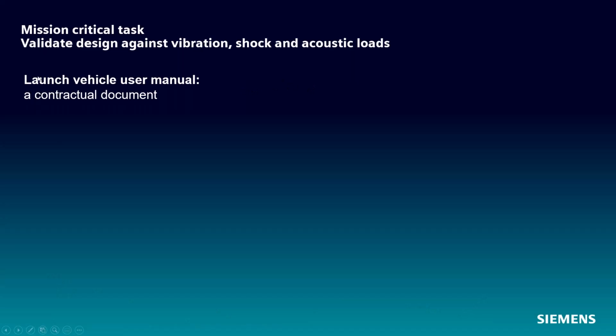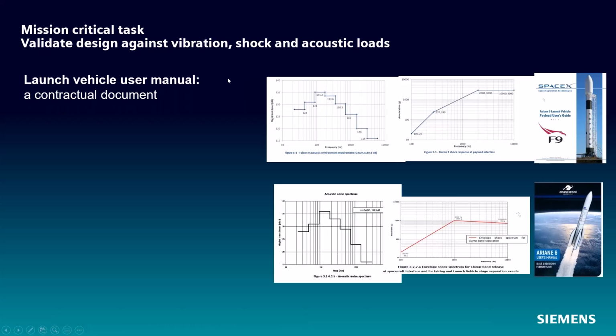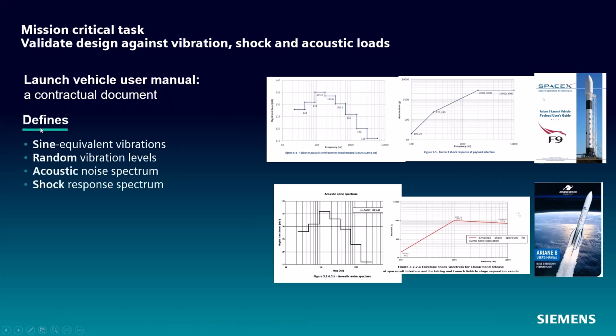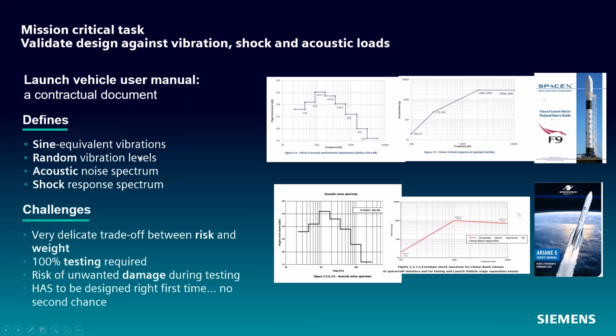We typically have a launch vehicle user manual that tells us all of these different vibration environments that anything strapped to the launch vehicle has to survive. So we have sine vibrations, random vibrations, acoustic noise spectra, and shock spectra that are included in this launch vehicle manual. And when we strap something to a rocket and launch it into space, we have to do all of these tests to make sure that once we get whatever our payload is into space, it still works.